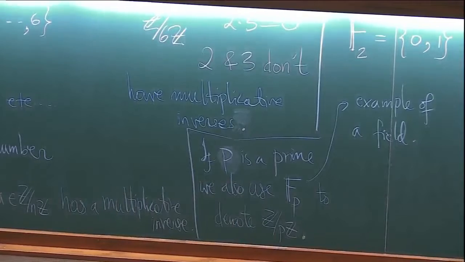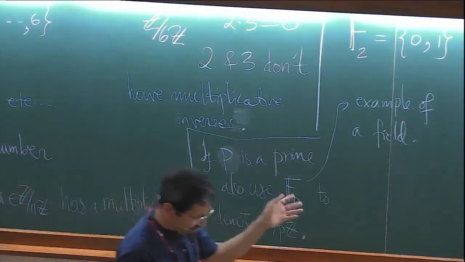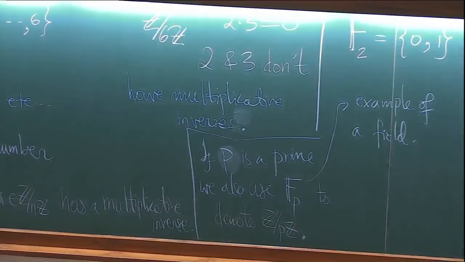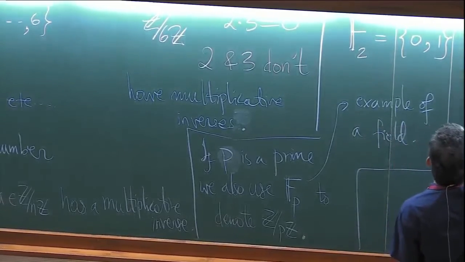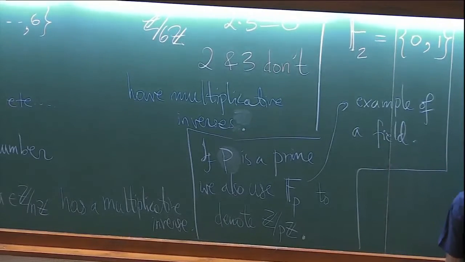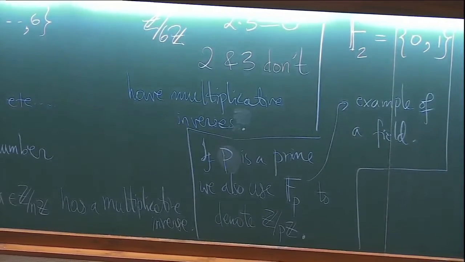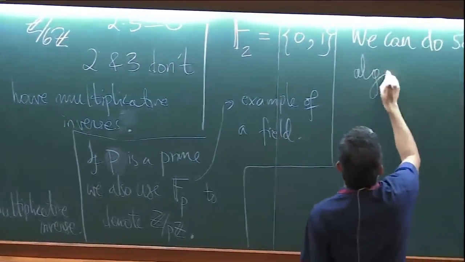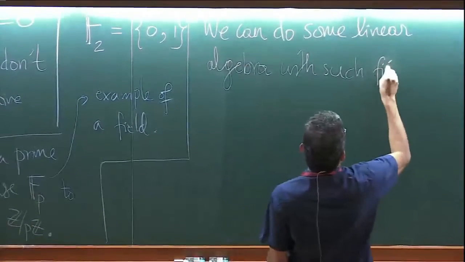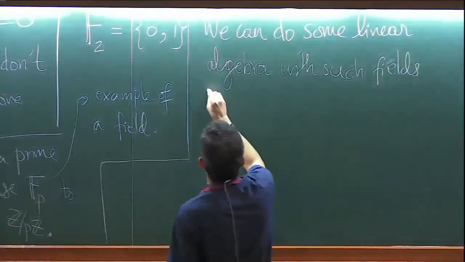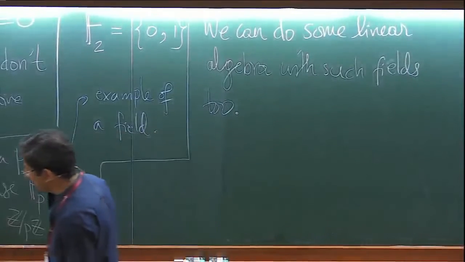Obvious means just some basic properties: addition and multiplication are commutative, associative, there are some standard properties. So one thing you can do with these kinds of fields is a little bit of linear algebra. And that turns out to be somewhat useful.